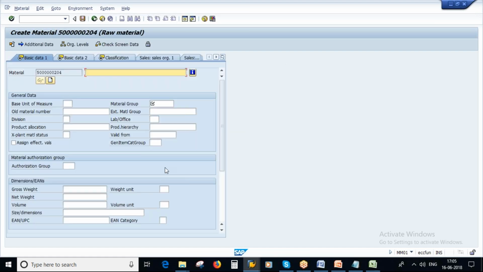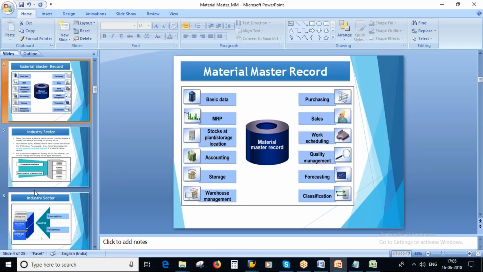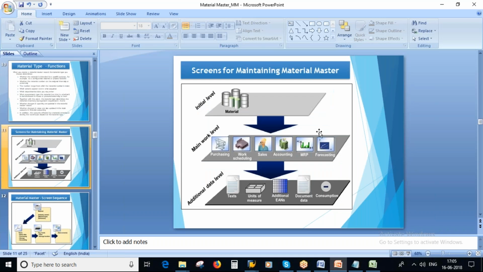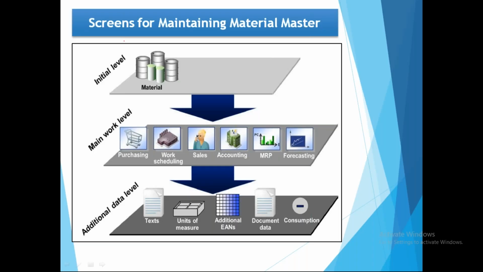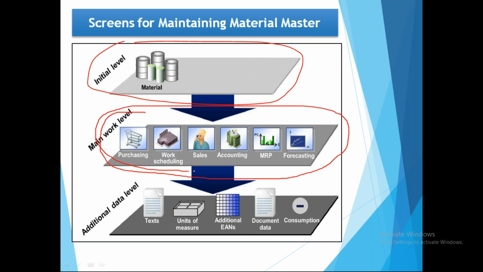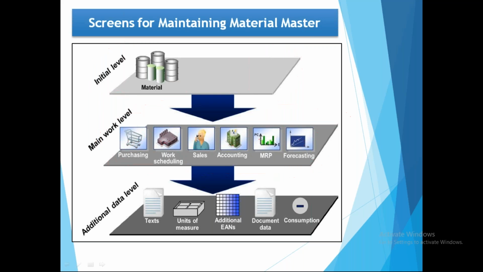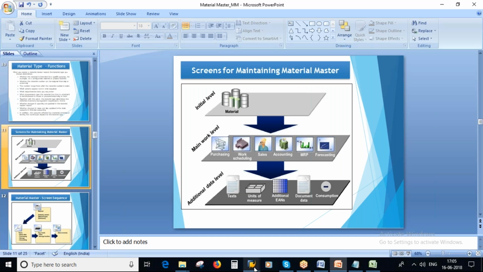Now you will go to the material actual views. We are now at the main working level. On the initial screen, we entered the material and other details. After this, we went into the main working level. The main working level has your actual views: purchasing, work scheduling, sales, accounting, MRP, forecasting. So now let's go here. We will maintain the data.